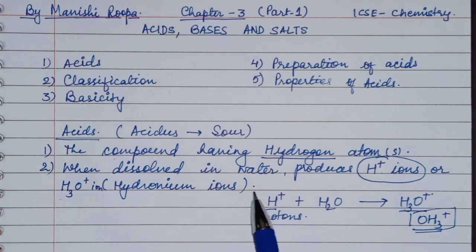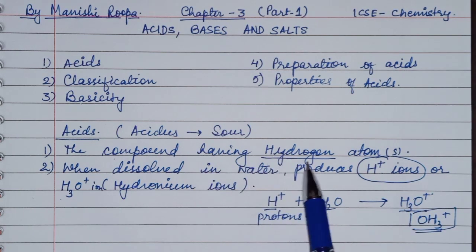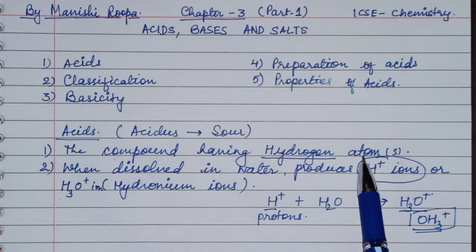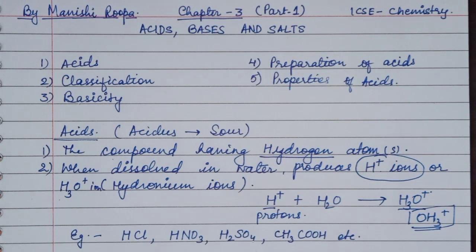So you can say that acids are compounds having a hydrogen atom in them, and when dissolved in water they produce H plus ions. Now examples are HCl, HNO3, H2SO4, CH3COOH. In all these compounds you can see hydrogen is present. So wherever hydrogen is present, it will produce H plus ions in water.